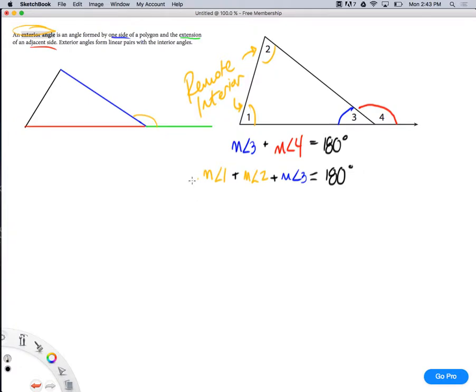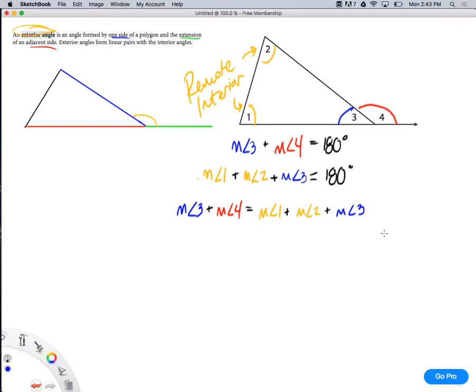So by the what? Transitive property of equality. The transitive property of equality says if two things are equal to the same thing, then they are equal to each other. So the measure of angle 3 plus the measure of angle 4 equals the measure of angle 1 plus the measure of angle 2 plus the measure of angle 3. Does that make sense? They're equal to each other.